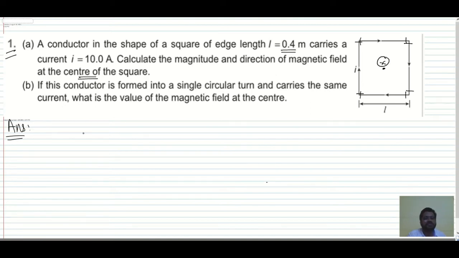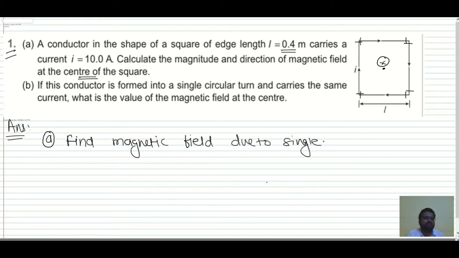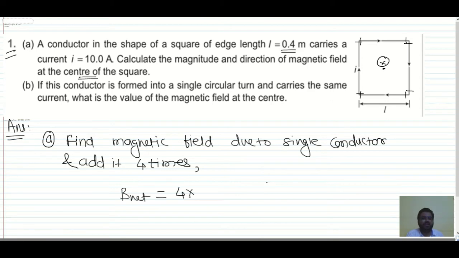So find the magnetic field due to a single conductor and add it 4 times. So the net magnetic field we have is 4 times the magnetic field due to one conductor. So 4 times, what is the magnetic field due to the first conductor?